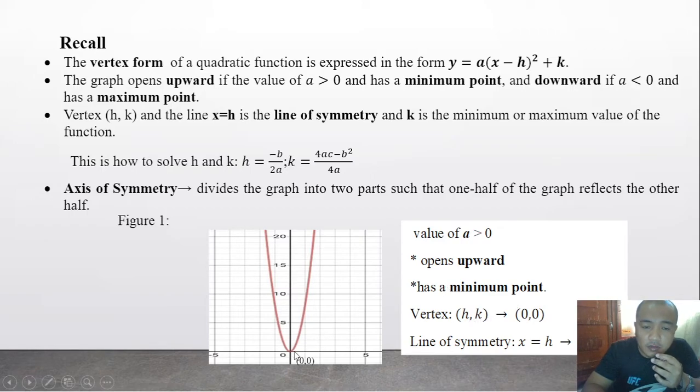And also, we can tell that the vertex is the origin, 0, 0, and the line of symmetry is x equals 0. Okay, I have a typographical error here. The axis of symmetry is x equals h and h equals 0, so dapat x equals 0 yan, not 1, right? I'm sorry, maybe we cannot edit that anymore, but x equals 0.